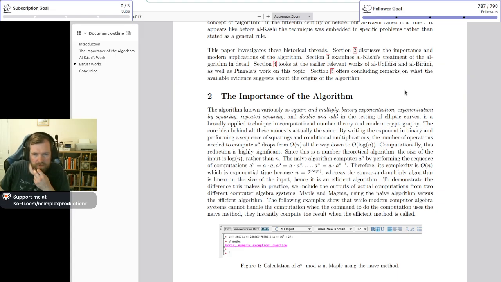Whereas the square and multiply algorithm is linear in the size of the input, hence it is an efficient algorithm. To demonstrate the difference this makes in practice, we include the outputs of actual computations from two different computer algebra systems, Maple and Magma, using the naive algorithm versus the efficient algorithm. The following examples show that while modern computer algebra systems cannot handle the computation when the command uses the naive method, they instantly compute the result when the efficient method is called.